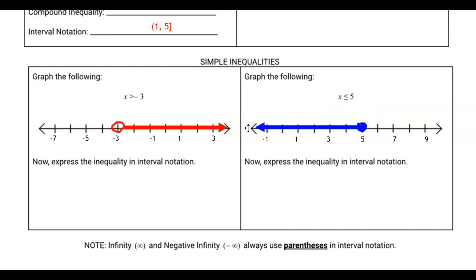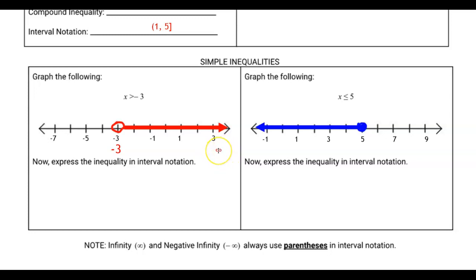So if I were to express this inequality in interval notation, the smallest value here would be -3. The largest value up here would go up until infinity. In my interval notation, I'm going to start at -3, open circle, and go to infinity. We never really reach infinity, right? Infinity is the concept of an ongoing number, so we never really get there.